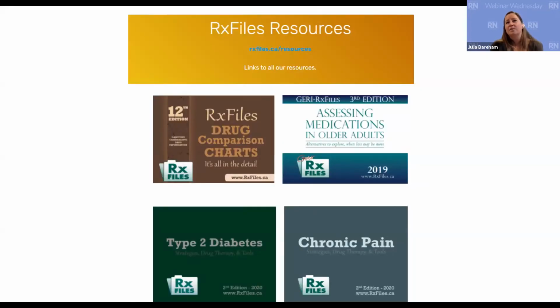So on our RxFiles resources page, you might have noticed that there is a type 2 diabetes and a chronic pain section. We call them our mini books. We've actually compiled all our type 2 diabetes resources into a mini book, and all of our chronic pain resources there. If you click on those, you will get all the tools at your fingertips.